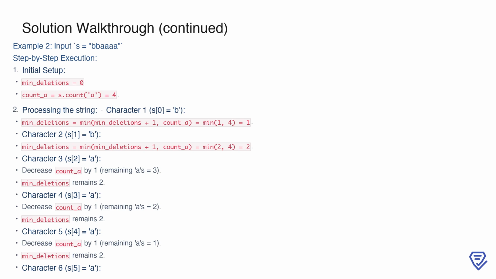In the second example, the input string is baba. As before, we start by initializing min_deletions to 0 and calculating count_A, which is 2 since there are 2 A's in the string. The first two characters are both B.